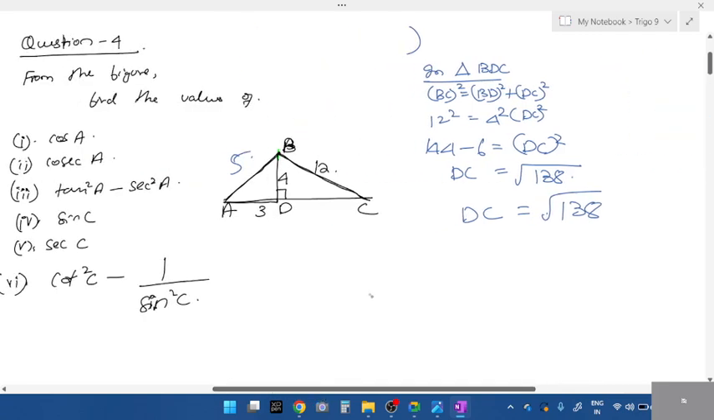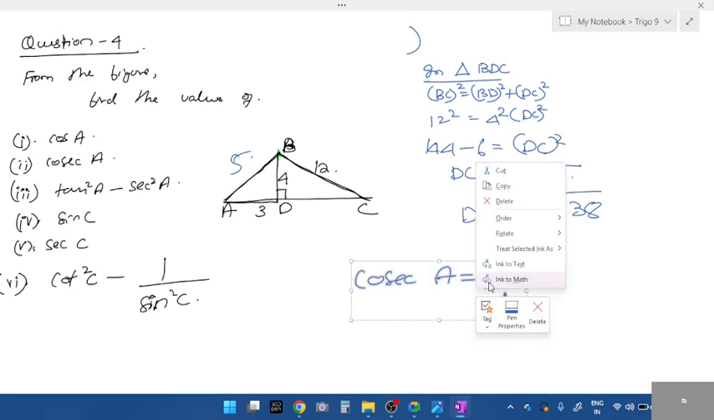First question, cos A. Look at the first one. Cos A is equal to... A is in the first diagram. What is the cos formula? Base by hypotenuse. What's the answer? 3 by 5. Good. Next, second question, cosec A. What is cosec? Hypotenuse by perpendicular, 5 by 4. Good. Make a note, 5 by 4.